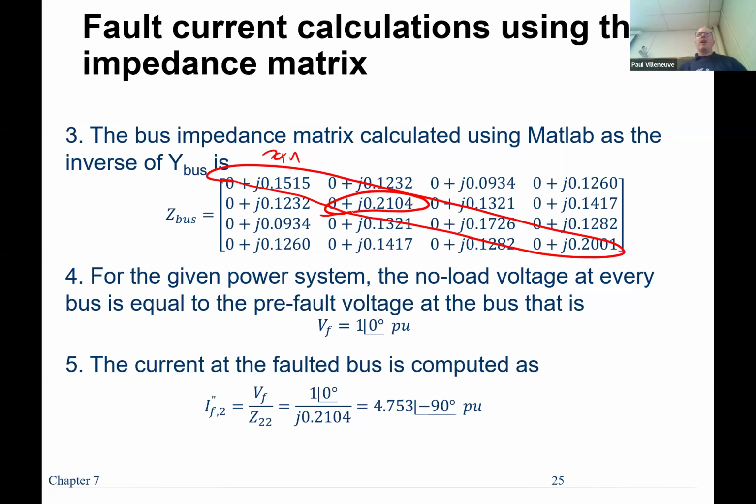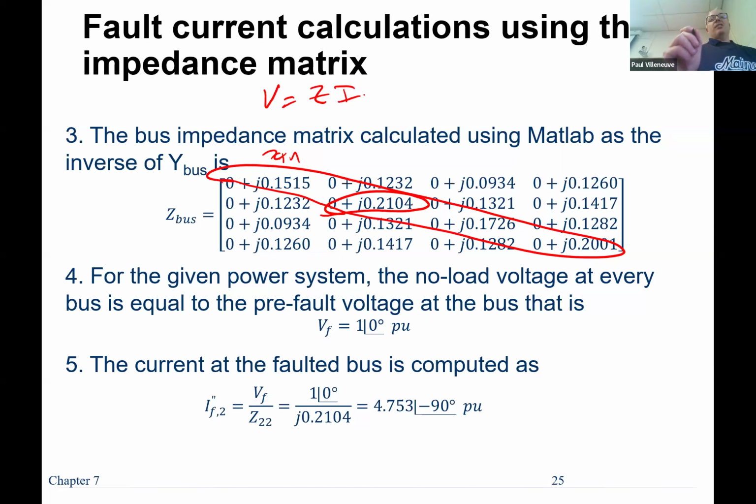I inverted Y bus to get Z bus. But they just multiply the voltage times the Y bus, times the Y22. No. No, because what I'm trying to get is the change in voltage. So V has to be equal to Z times I. I can't use Y. I have to invert it. I'm looking for V equals Z times I.